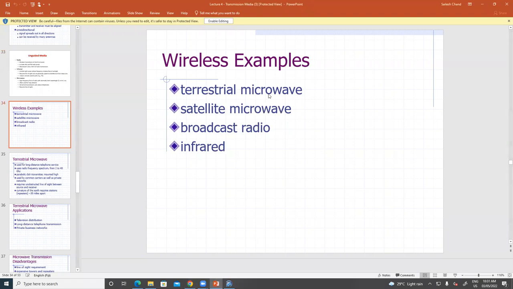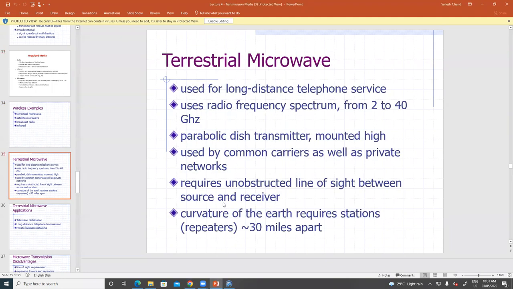Wireless examples: terrestrial microwave, satellite microwave, broadcast radio and infrared. Terrestrial microwave is used for long distance telephone service, and uses radio frequency spectrum from 2 to 40 gigahertz. So the frequency is quite high, right? Parabolic dish transmitter mounted high. Parabolic, the round one, used by common carriers as well as private networks. It requires unobstructed line of sight between source and receiver, and curvature of the earth requires stations, repeaters, at least 30 miles apart.